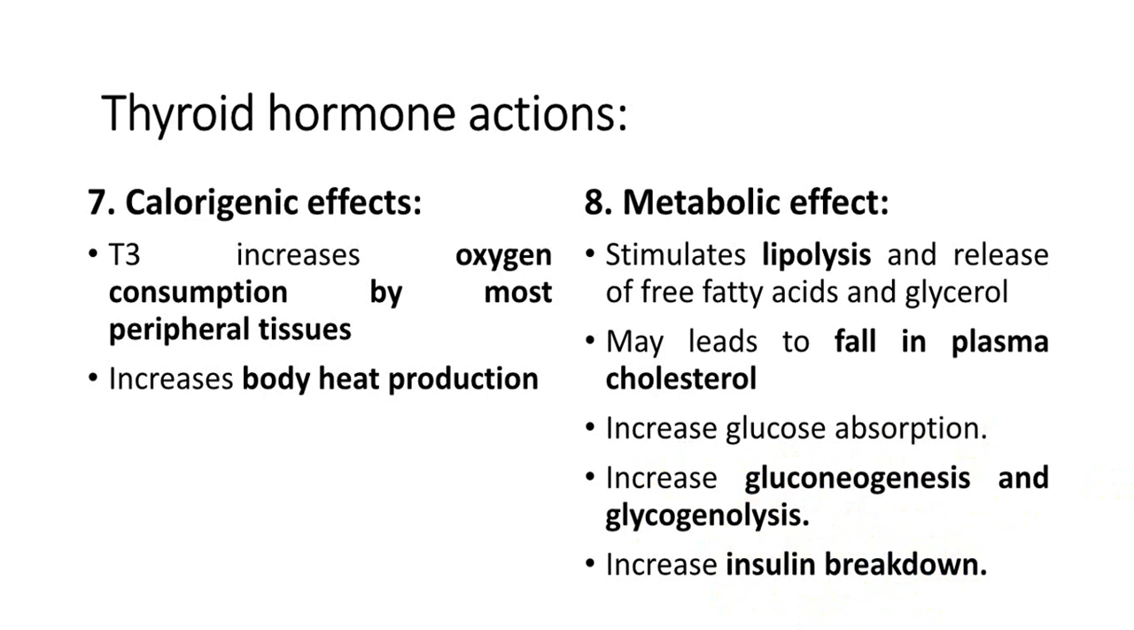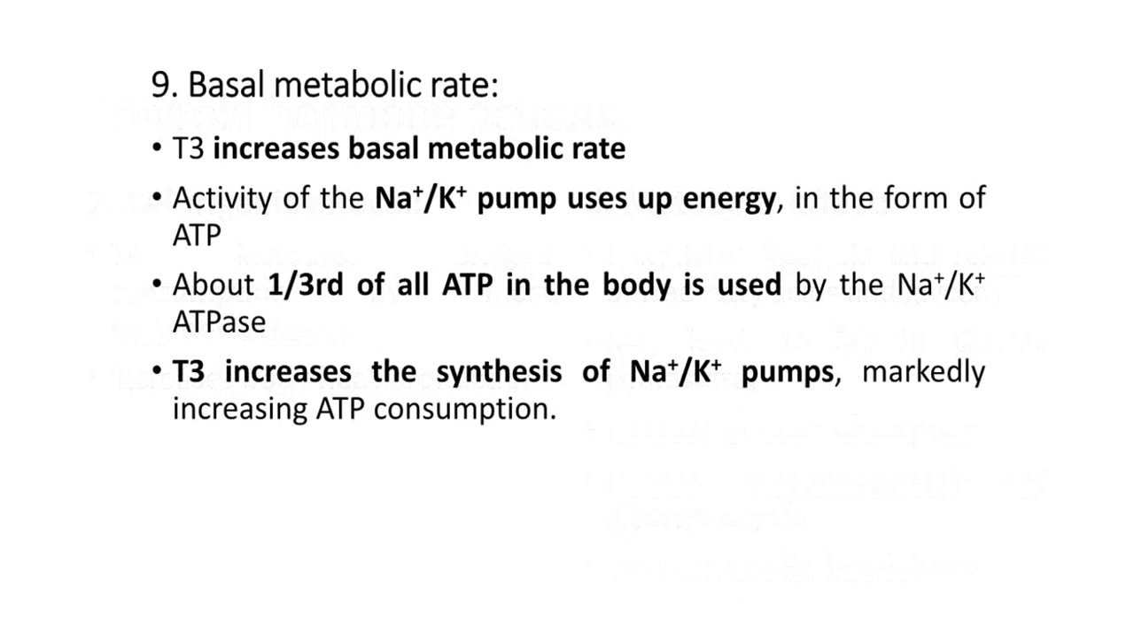And that's the reason why you can have an increased level of glucose in blood, and that can produce hyperglycemia. We have already told you on basal metabolic rate, it increases the sodium potassium pump for energy, ATP production, and increases the synthesis of sodium potassium pump, and that is required for ATP production.